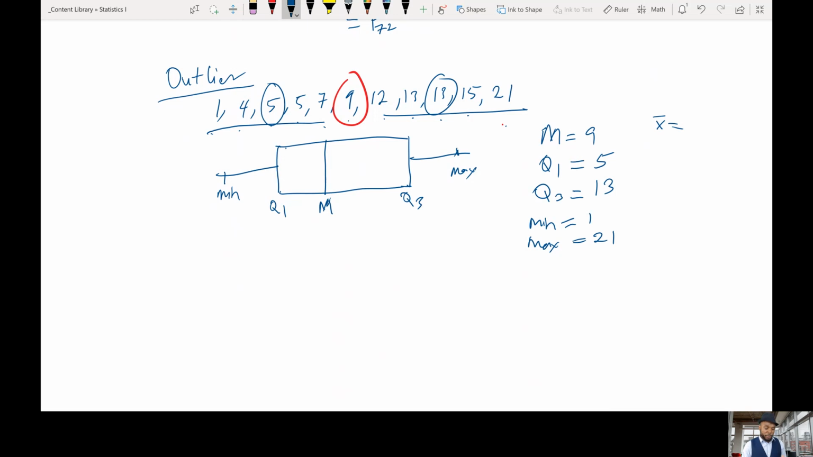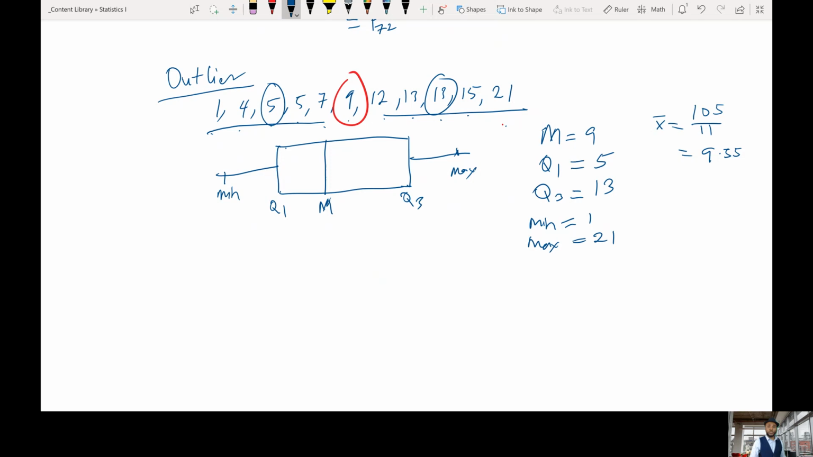So we have 1 plus 4 plus 5 plus 5 plus 7 plus 9 plus 12 plus 13 plus 13 again plus 15 plus 21. That gives us 105, divided by 11. 1, 2, 3, 4, 5, 6, 7, 8, 9, 10, 11, which is the sample size. What do we get? We get about 9.55. So pretty close to the median.